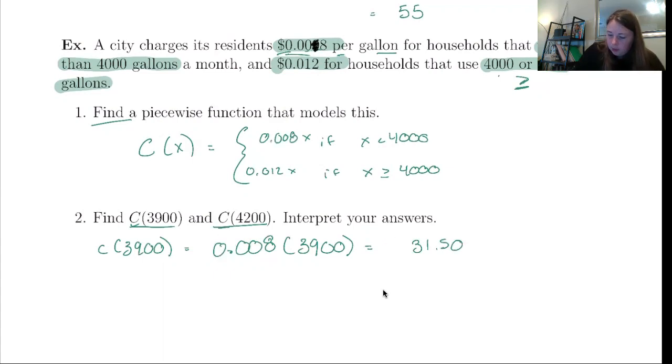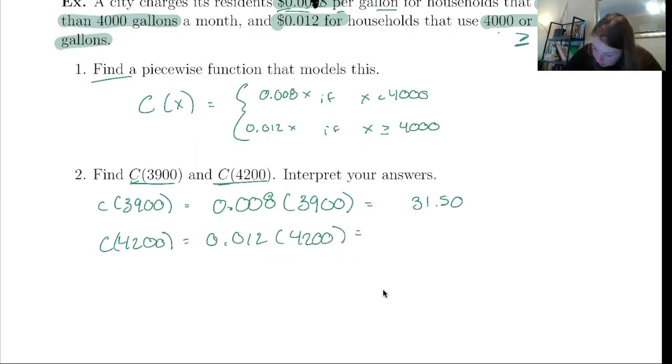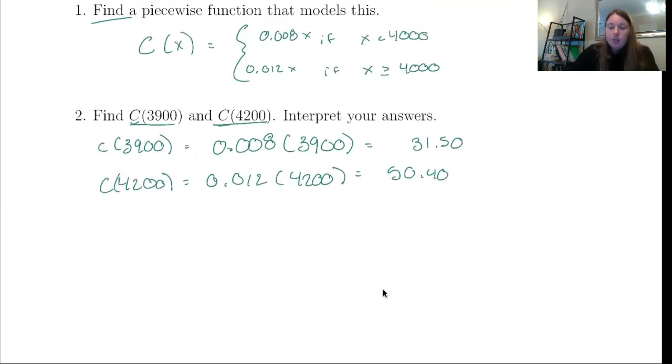I don't really want to put my dollars quite yet in there. And then let's do C of 4,200. That one is now greater than 4,000, so I would do the second function on my list, which would equal $50.40. So now we're asked to interpret our results.